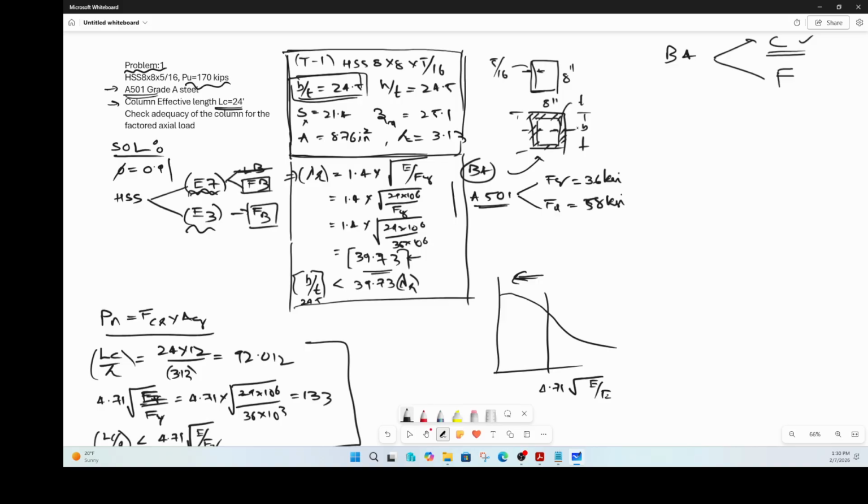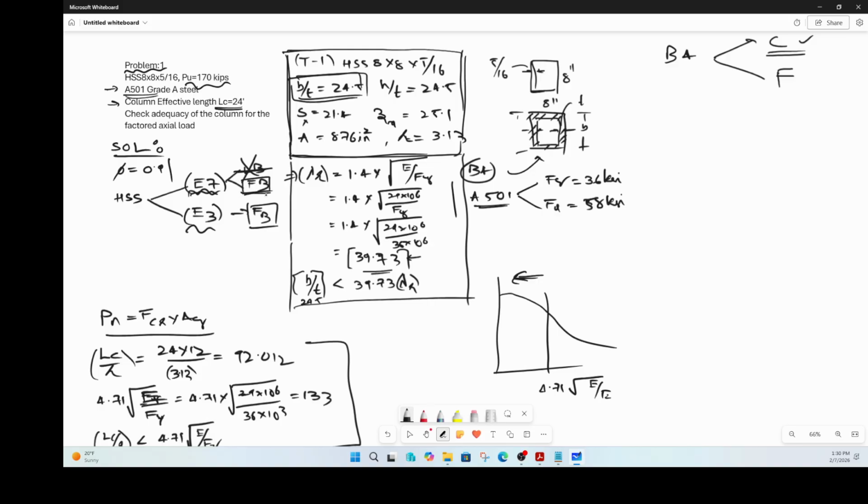When I say slender element, we are talking about just the elements that make up the HSS section. We are not talking about the entire height, we're not looking at the global slenderness ratio. We're just looking at the local slenderness ratio, comparing it with a limit, and deciding if we have a slender element or not. Okay, so we don't have a slender element. That means local buckling is not an issue.